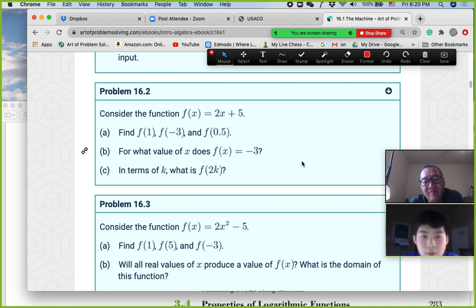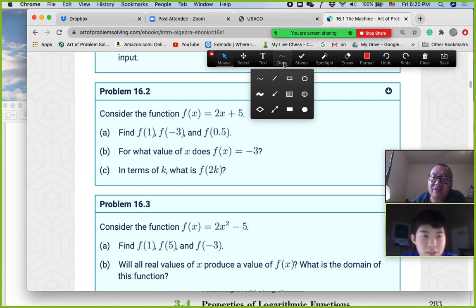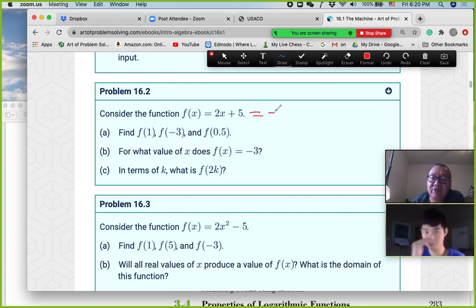Is it negative 1? They ask you for what value of x. They ask you to solve for x. Yeah, if f of x equals negative 3. Negative 4? Yes. So that means you need to solve this: 2x plus 5 equals negative 3. Both sides minus 5, you get 2x equals negative 8. Then both sides divided by 2, you get x equals negative 4.